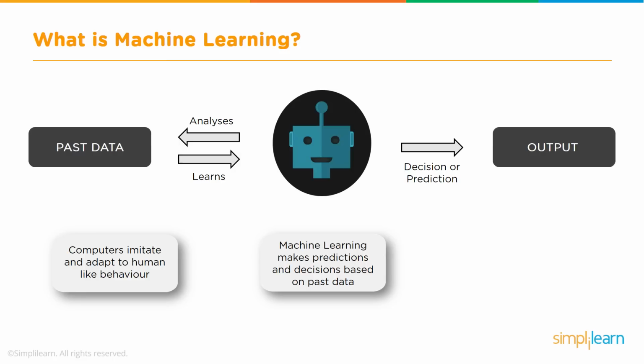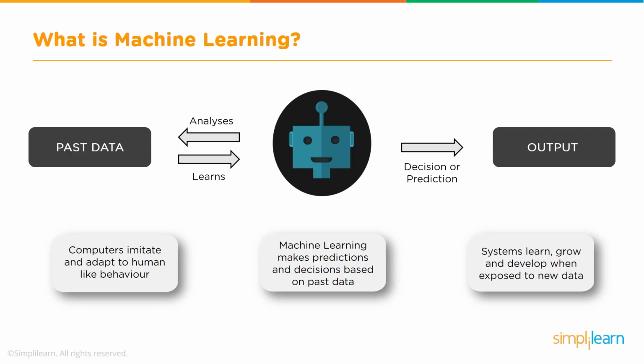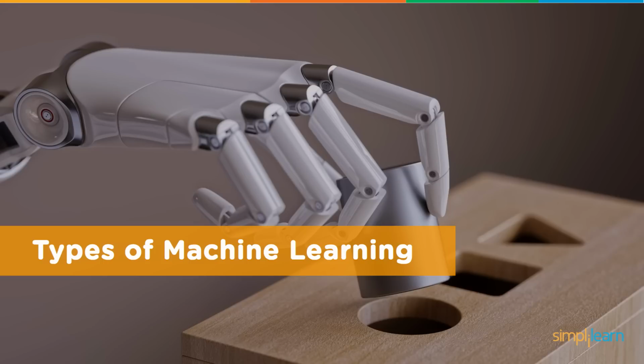The computer is training itself to perform the task the right way based on everything it can learn from the past data. The computer is creating its own logic and solutions, all without any form of human assistance or intervention. These systems learn, grow, change and develop themselves when exposed to new data. Now that you know what machine learning is, let's talk about some of its types.